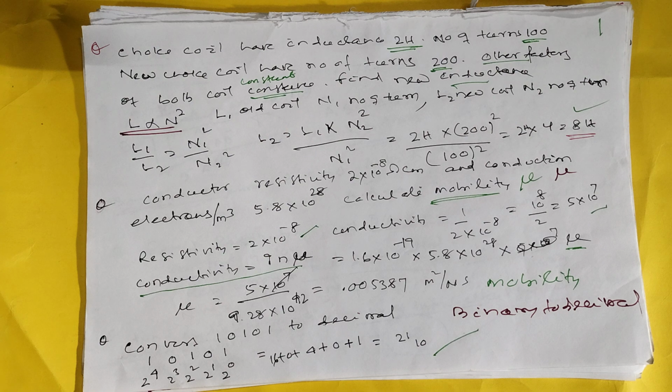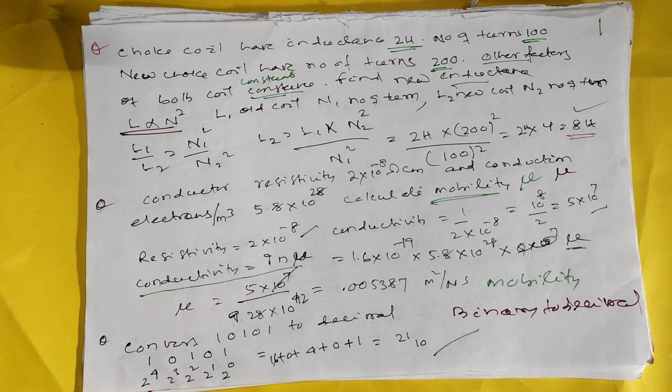Here the choke coil. Find its inductance, which is proportional to N square. N square means number of turns. Accordingly it happens. For a conductor, the formula is conductivity equals Q N mu, where mu is the mobility and N is the number of charge carriers. N is equal to 5.8 into 2028 and Q is the charge of electron. So it is coming to 0.00537.